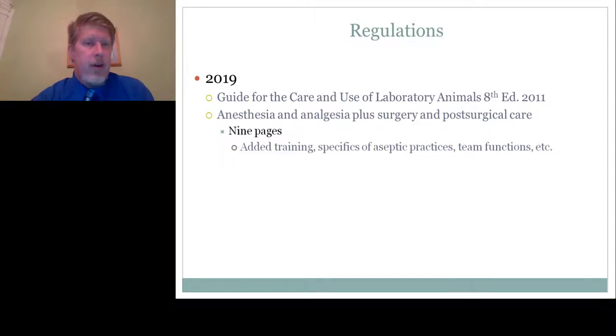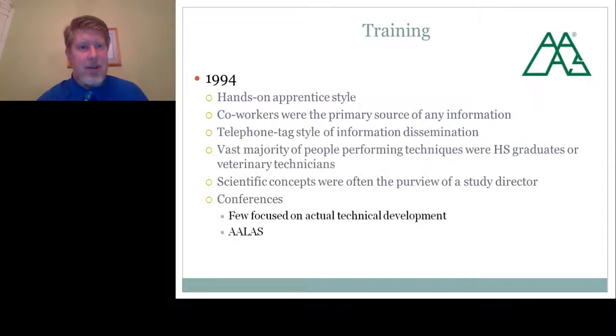25 years later, we've gone from less than a page to 9 pages. And it's been expanded greatly. It talks about the training. It talks about the specifics of how to perform proper aseptic technique, how the functions of the team work. It's much more comprehensive than it was.